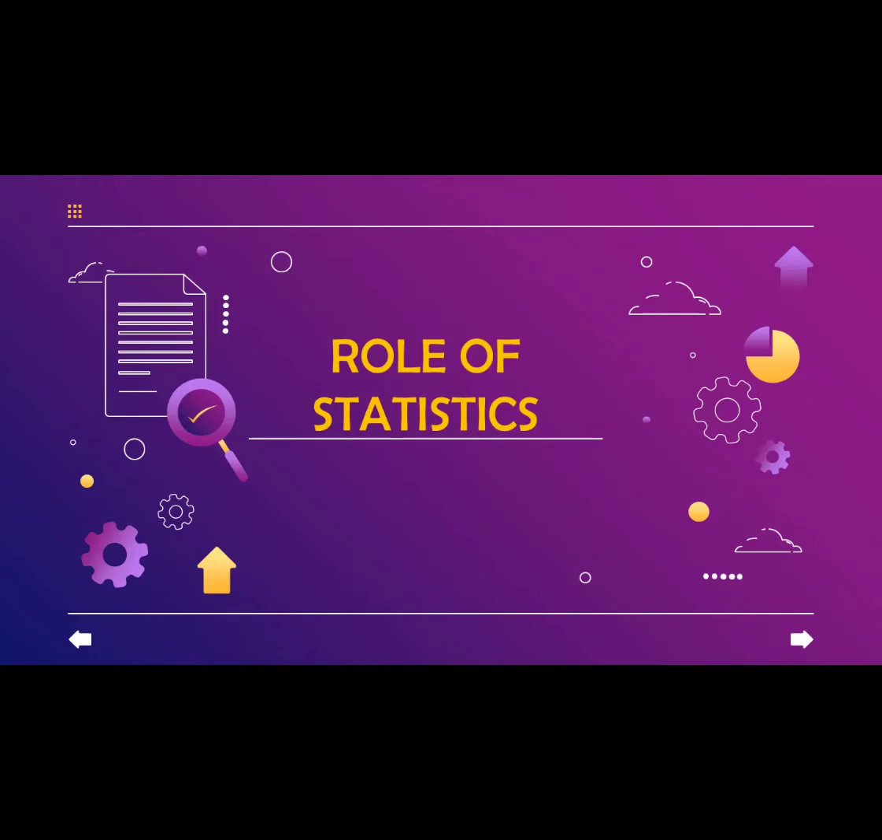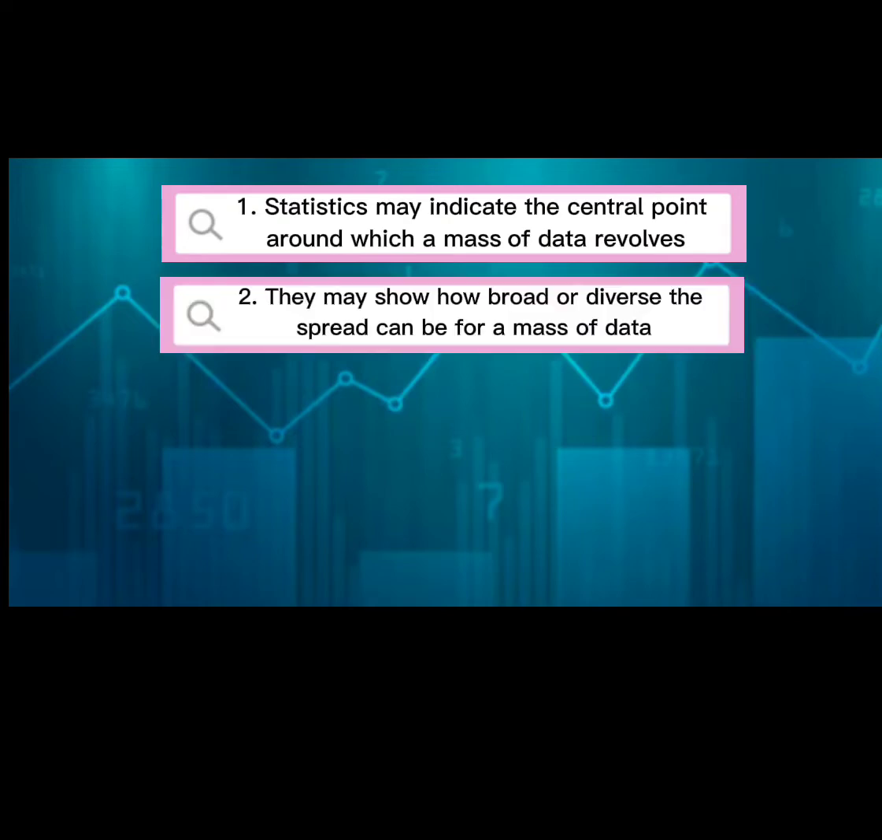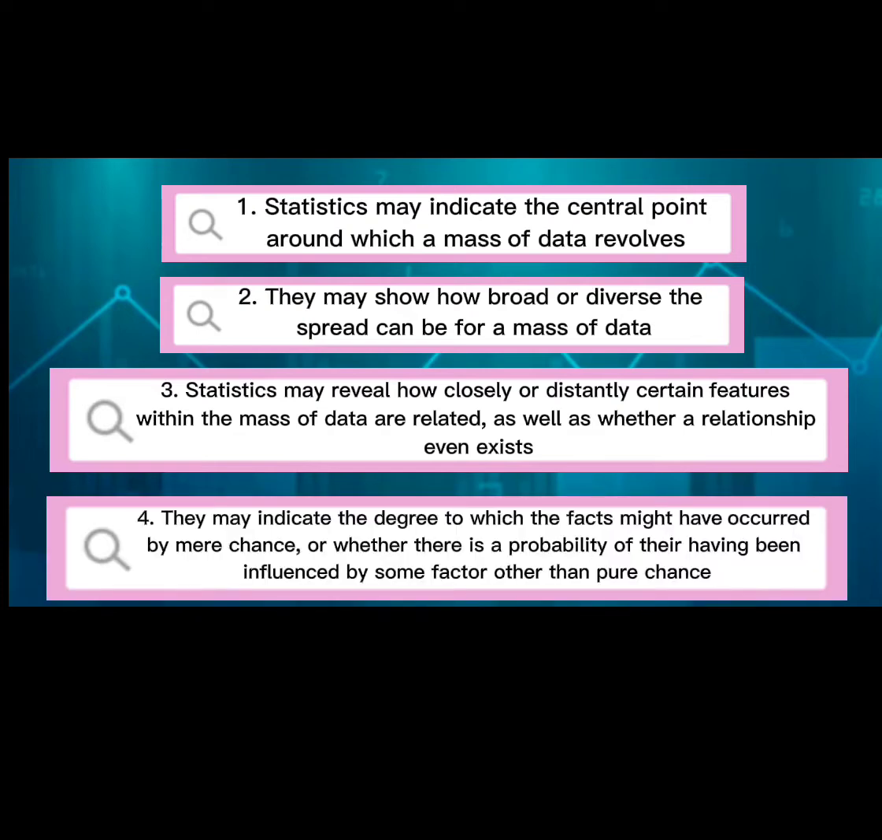Role of statistics. 1. Statistics may indicate the central point around which a mass of data revolves. 2. They may show how broad or diverse the spread can be for a mass of data. 3. Statistics may reveal how closely or distantly certain features within the mass of data are related, as well as whether a relationship exists. 4. They may indicate the degree to which the facts might have occurred by mere chance, or whether there is a probability of their having been influenced by some factor other than pure chance.